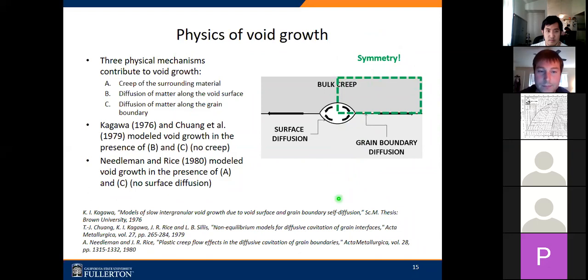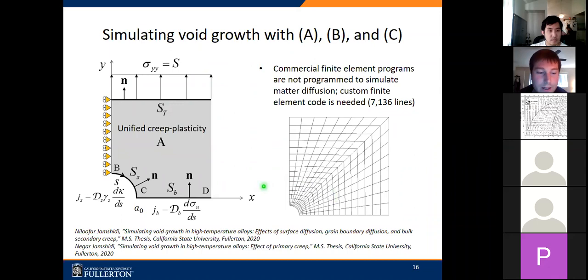I'm going to show you what two of my graduate students did. They simulated void growth in the presence of all three of these mechanisms acting simultaneously, which had never been done before. This is Niloufar Jamshidi and Negar Jamshidi. They just graduated a couple of weeks ago, so that was very exciting. This is the geometry that they considered. Again, it's 1/4 of that unit cell due to symmetry.